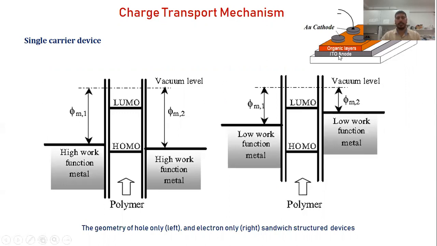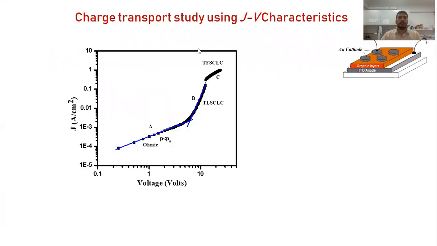And from here, when we fabricate the devices, the structure is ITO, then an organic layer which is sandwiched in between the gold and ITO. And we will get characteristics like this. This is nothing but the representation of your JV characteristics in the log scale. And from these simple JV characteristics, you can see that there is a different shape of your curve. In the starting, we have divided it into three regions: A region, B region, and C region. The A region is called the ohmic region, and the B region is called the trap-limited region, and C is called the trap-free region.